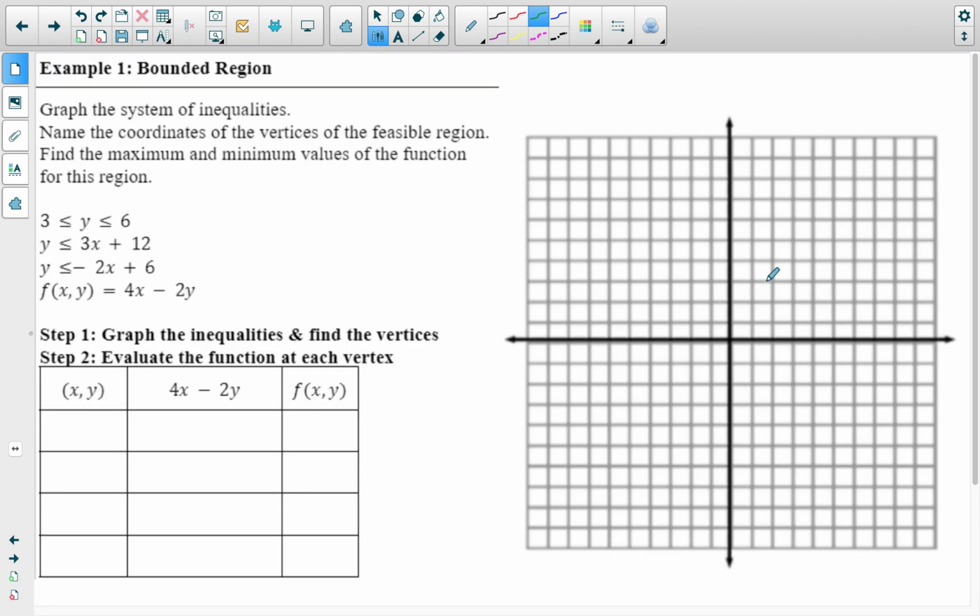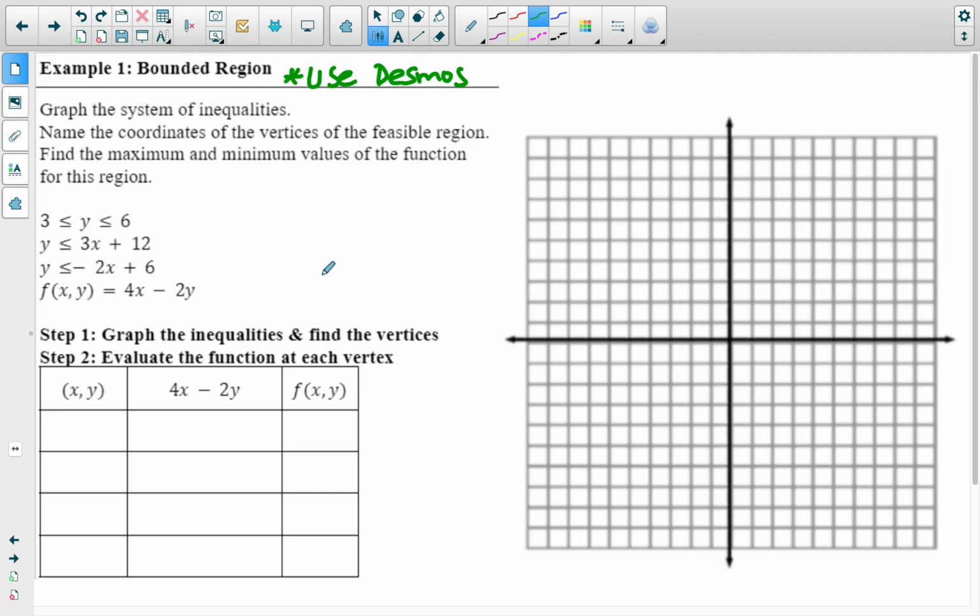Okay, so here's an example that involves a bounded region. Here we're given a system of inequalities, and it asks us to name the coordinates of the vertices of the feasible region, and then it asks us to find the maximum or minimum values of the function for this region. Because this is so involved, we're going to use Desmos to get a picture of what's going on here.